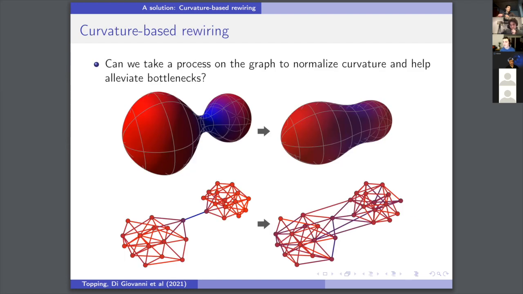We would like to take a process on the graph to normalize the curvature. All right, so if we look at the manifold example to start with, we have quite a pinch in the middle of our manifold, with the red signifying positive curvature and the blue signifying negative. And we want to run some curvature flow to expand upon the negatively curved section and contract upon the positively curved section in the hope of smoothing out and normalizing this object, right? Removing the pinch.